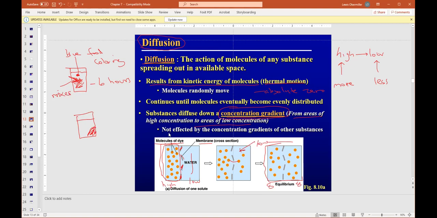So the last thing I want to say is that diffusion is not affected by anything else. If I put a drop of blue food coloring in this water and yellow food coloring in this water, the diffusion of yellow does not depend on the diffusion of blue. In the end, they're all going to diffuse equally, and we're going to end up with a green cup of water, because blue and yellow make green, in case you didn't know that.